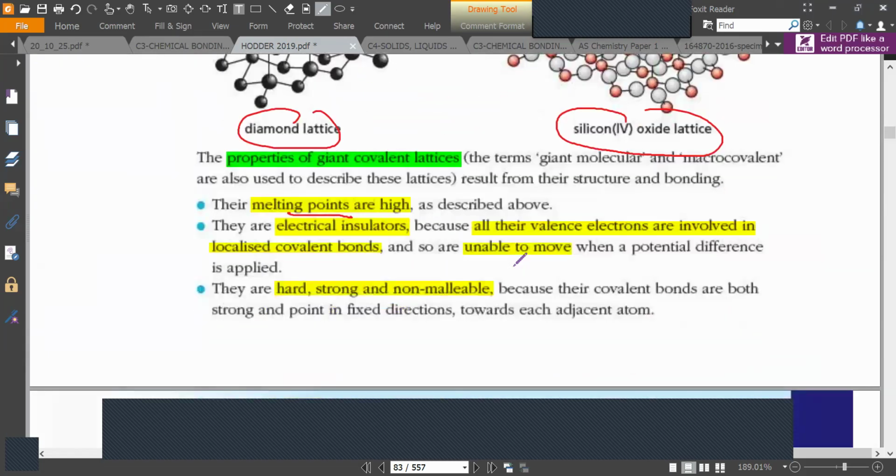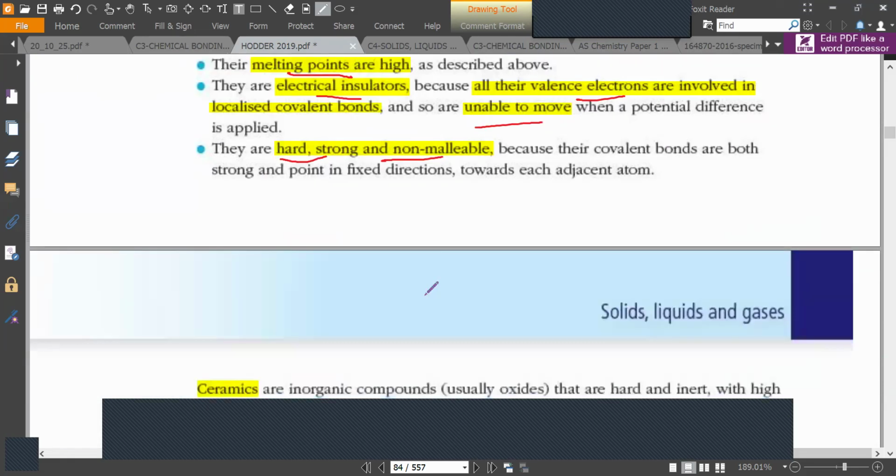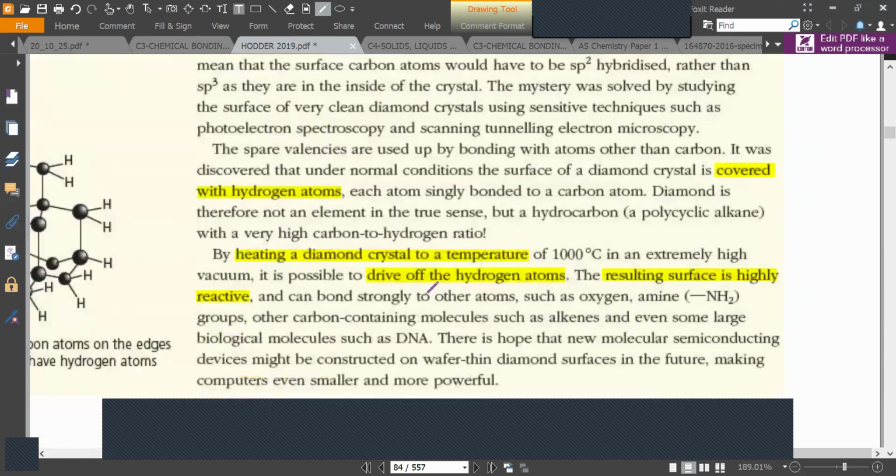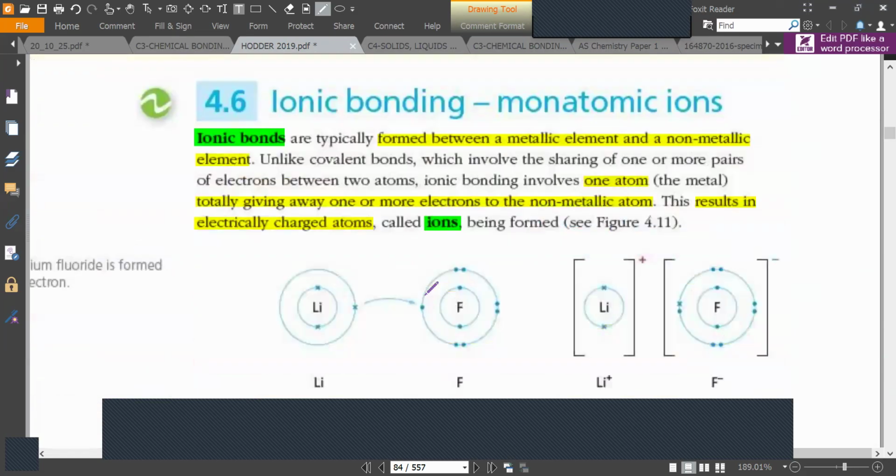So they are very strong. Electrical insulator, so they don't have free electrons. Hard, strong, and non-malleable. Very strong. Ionic bonding. So with ionic bonding, they form ions.